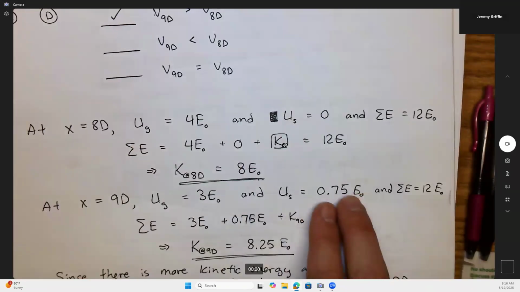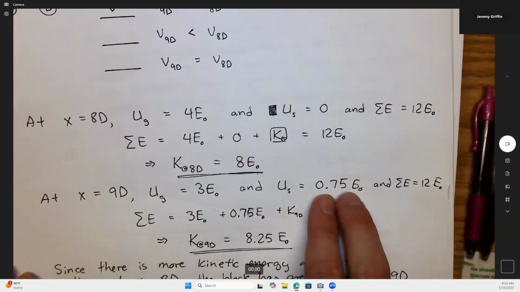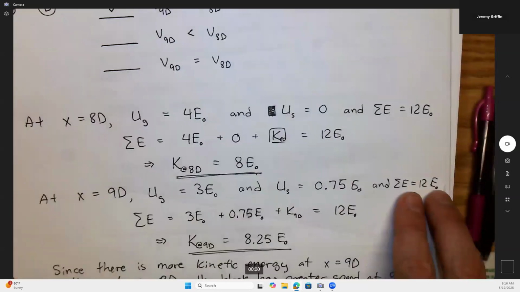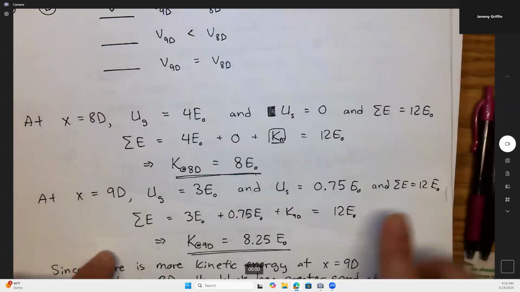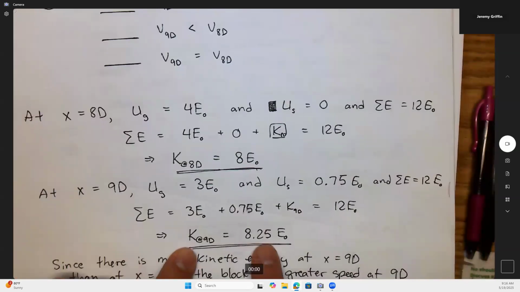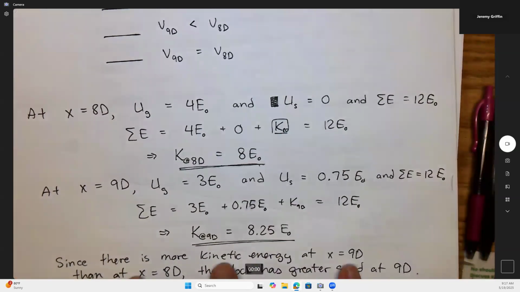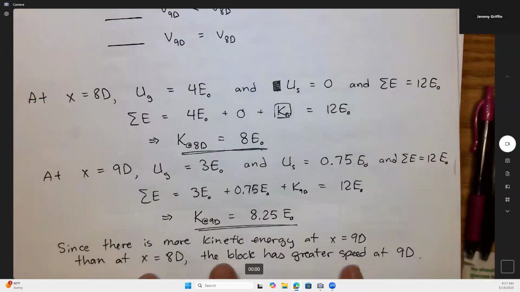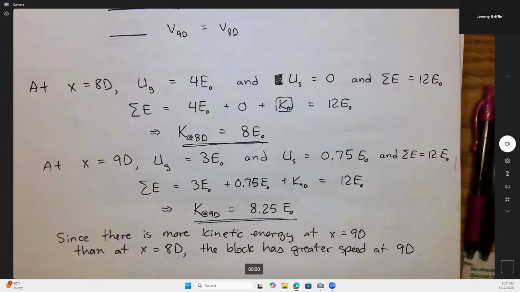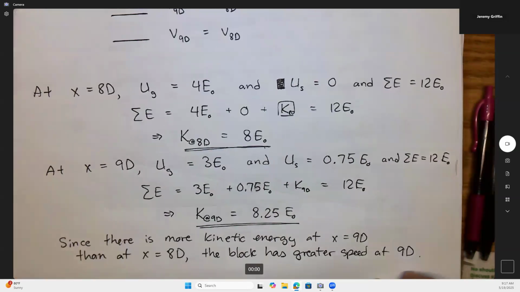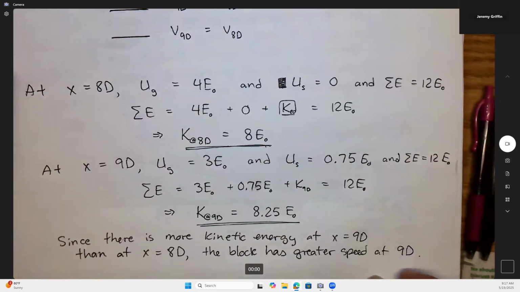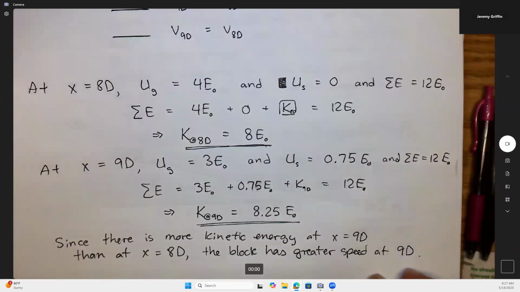You remember that? I drew that for you, which I didn't write down, but we just went over that a minute ago. And the sum of the energy is still 12 units. So that makes the kinetic energy 8.25 energy units. And since there's more kinetic energy at 9D than 8D, it has to be faster speed. Okay? You good there? Are we good? All right, 8 questions so far. You ready?